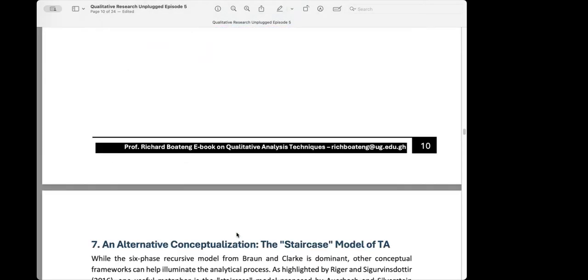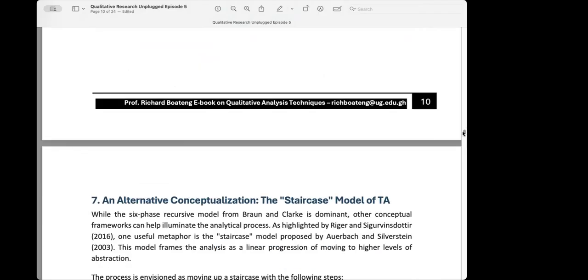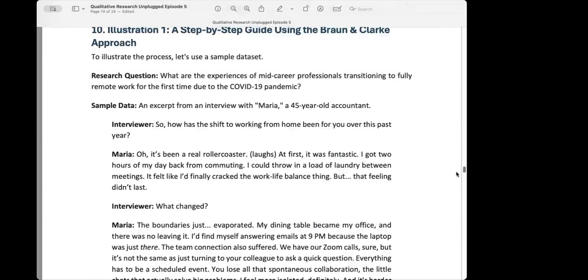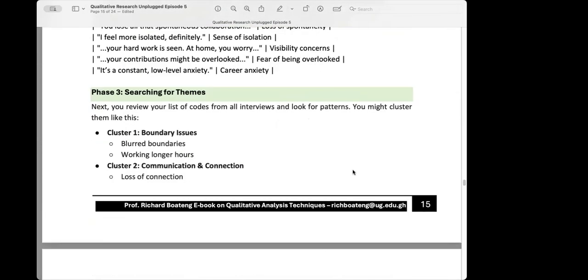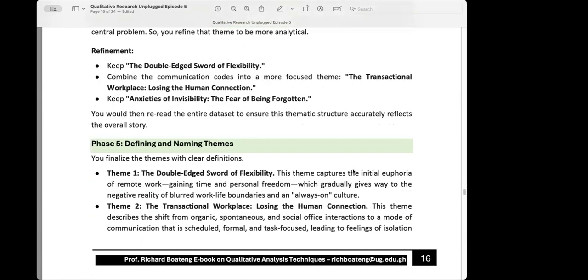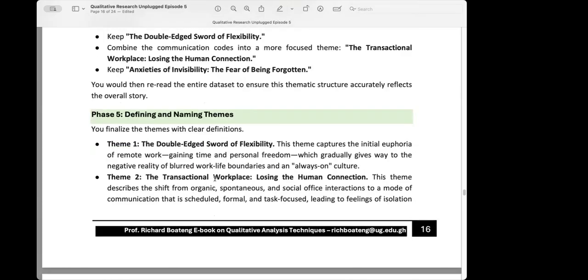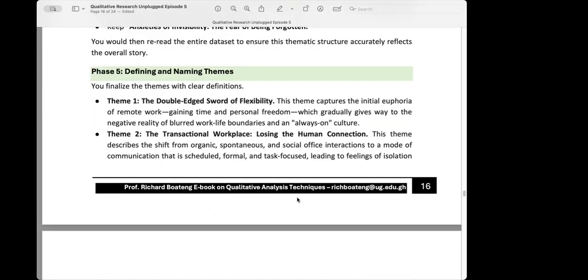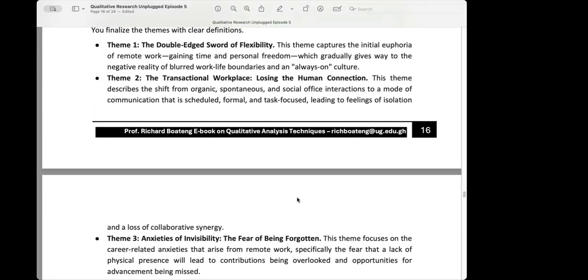Specifically, it highlights the pervasive fear that lack of physical presence in the office would lead to their contributions being overlooked, their efforts unacknowledged by management, and consequently, their opportunities for advancement, mentorship, or key projects being missed. It points to a potential disconnect between remote work and traditional markers of professional value and progression. These definitions are concise, analytical, and clearly differentiate each theme, setting them up perfectly for discussion in your findings chapter. Excellent. They feel complete now.